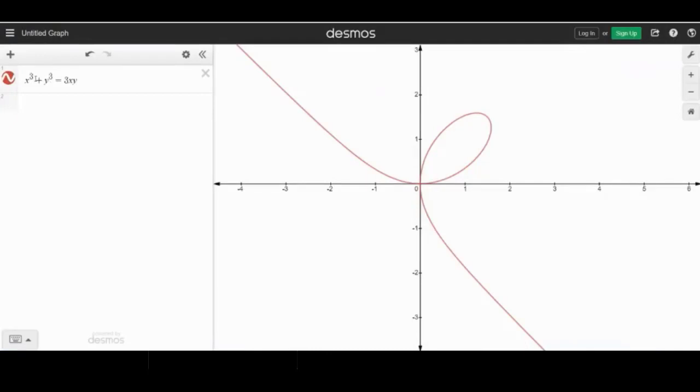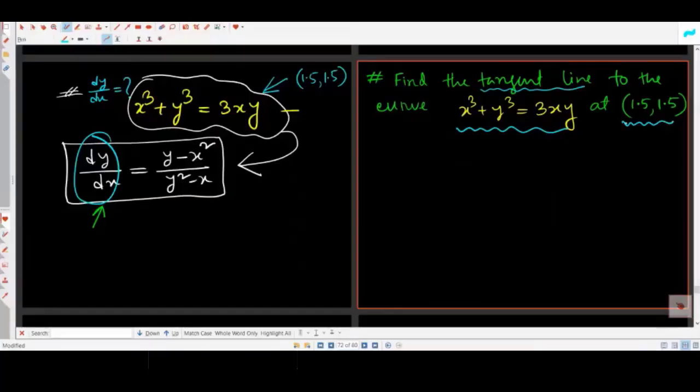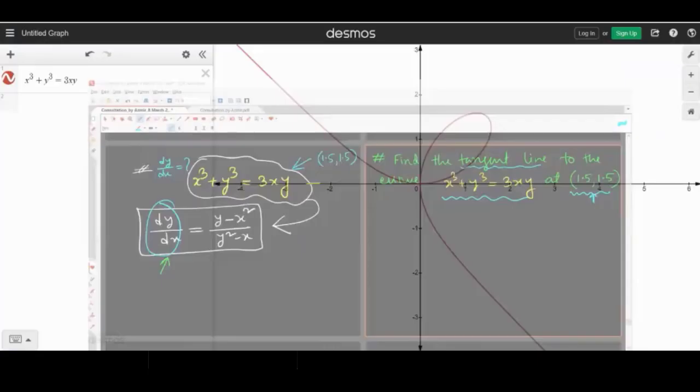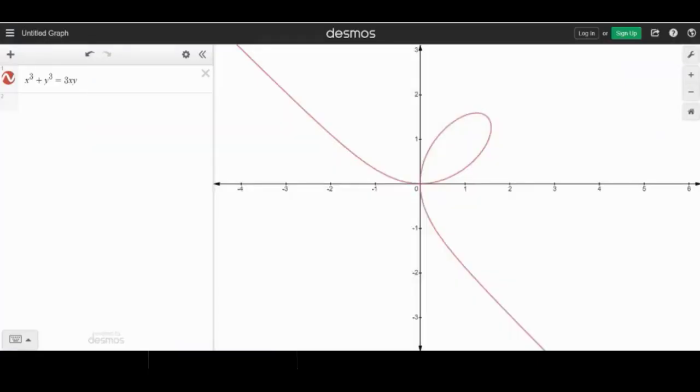You can see that x cubed plus y cubed equals 3xy looks like this. And we are asking for the tangent line at the point (1.5, 1.5). So (1.5, 1.5) will be here, and there will be a tangent line. So let's see what happens.